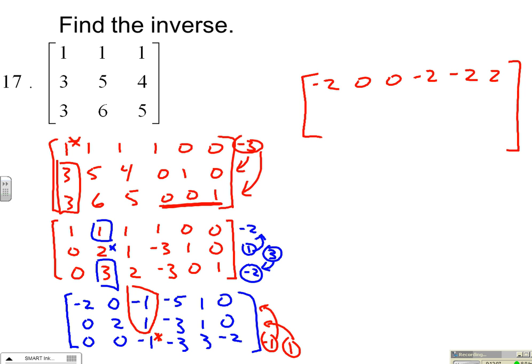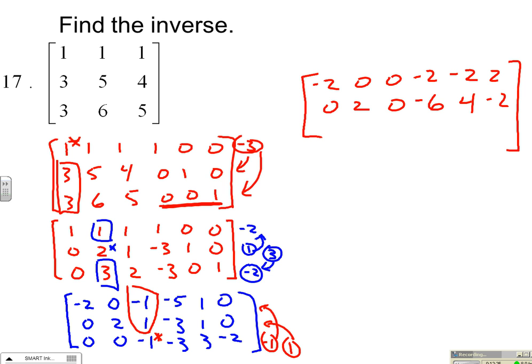Second row, just adding the third row into it, I get 0 and 0. I get 0 and 2. I get -1 and 1. That's why we're doing it. I get -3 and -3, -6. I get 3 and 1, 4. I get -2 and 0, -2. Last row at this point stays the same. 0, 0, -1, -3, 3, -2.